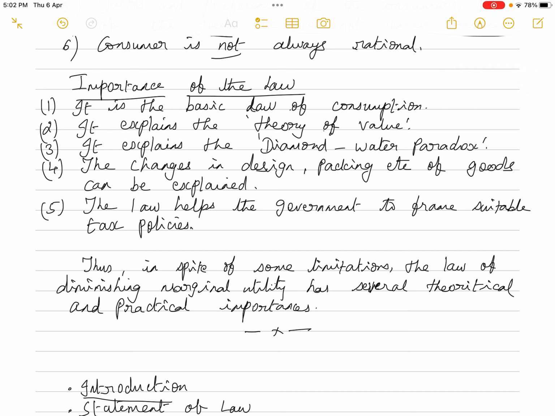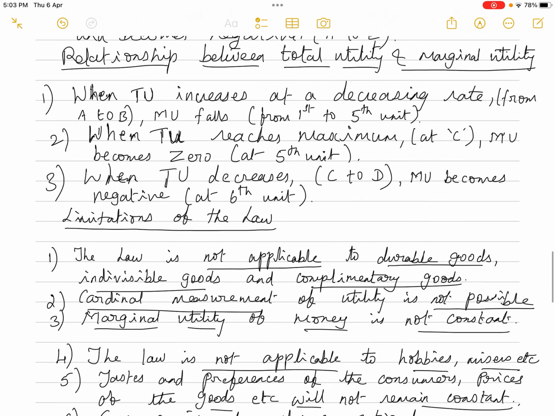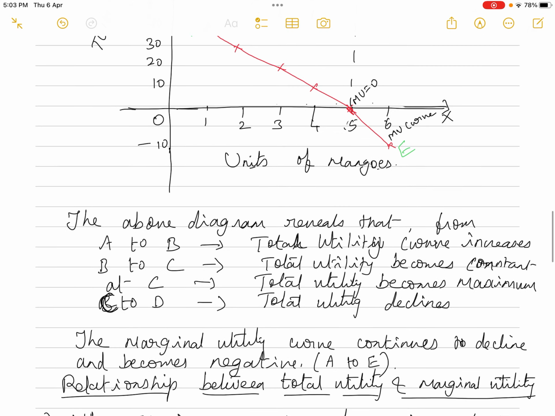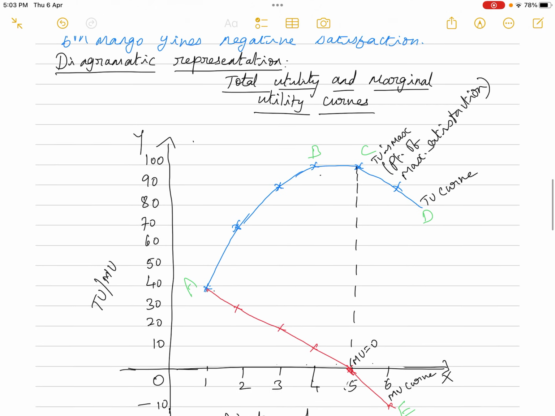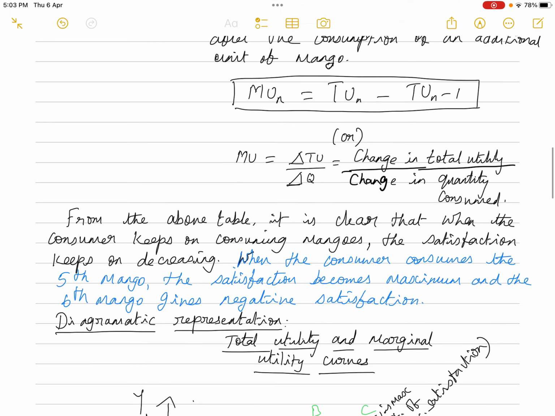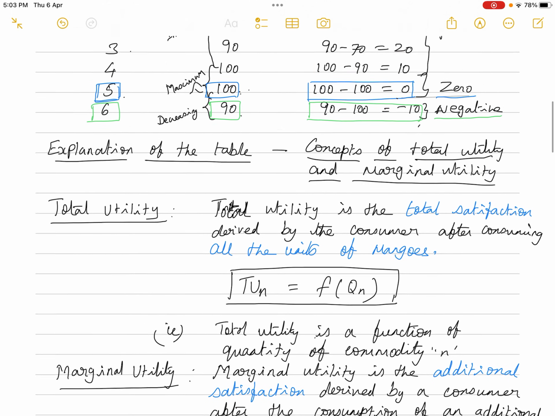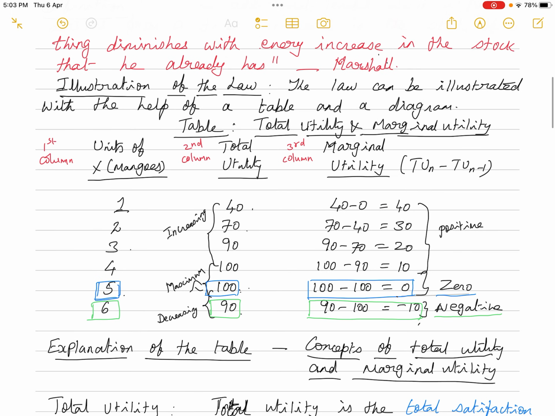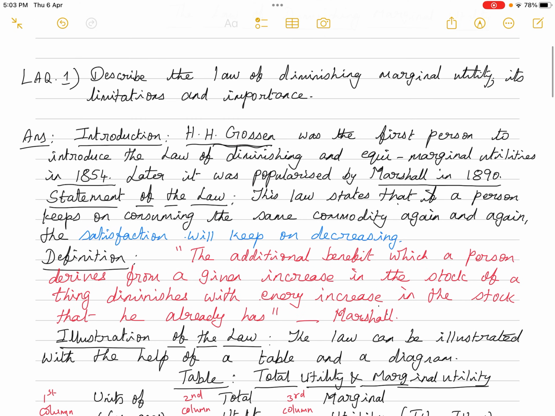Okay, so these are all the importance and limitations of the law. So that's a conclusion: in spite of some limitations, the law of diminishing marginal utility has several theoretical and practical importances. This is a very, very important 10 marks question. This is the first LAQ, the first important 10 marks question out of the total 14 questions which I have given you in my previous video. If you write in the same way, I'm sure you will be able to get very good marks.